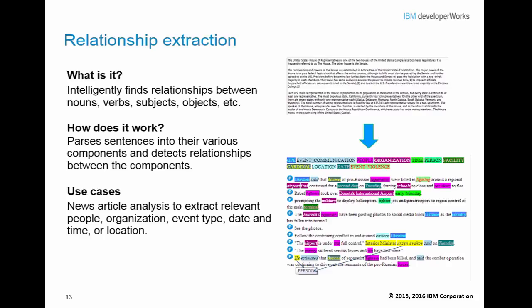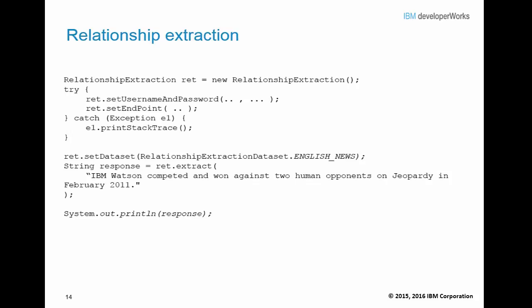In the particular article shared on the slide, two mentions in yellow refer to the same person, so you can infer that Interior Minister Avakov estimated the number of fighters killed. Using the code snippet shown here, you can send any text to the Relationship Extraction Service and correlate the components. For example, in the text pasted here, IBM Watson is the organization and two opponents are the persons against whom the competition was won at a particular time.